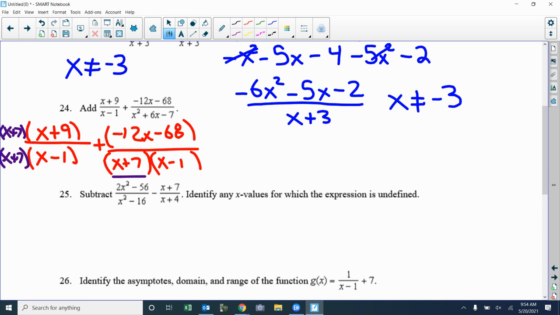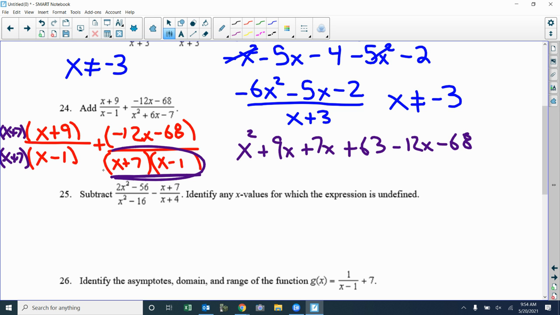X times x, that would give me x squared. And then I'm gonna get plus 9x. I'm just FOILing over here. That's gonna give me plus 7x. And then I'm gonna get plus 63. So that takes care of that side. Over here, I still have minus 12x, and then I have minus 68. So there's the top. The bottom is gonna be this. Of course, there's your bottom.